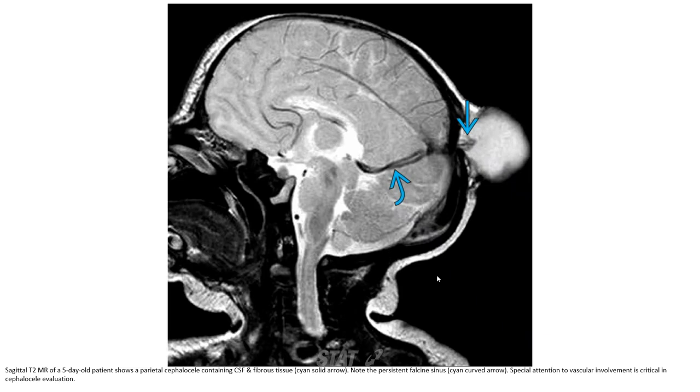So let's see the first case. This is a 5-day-old patient who shows a parietal cephalocele containing CSF and fibrous tissue, cyan arrow indicated. Note the persistent falcine sinus, curved arrow indicated. Special attention to vascular involvement is critical in cephalocele evaluation.